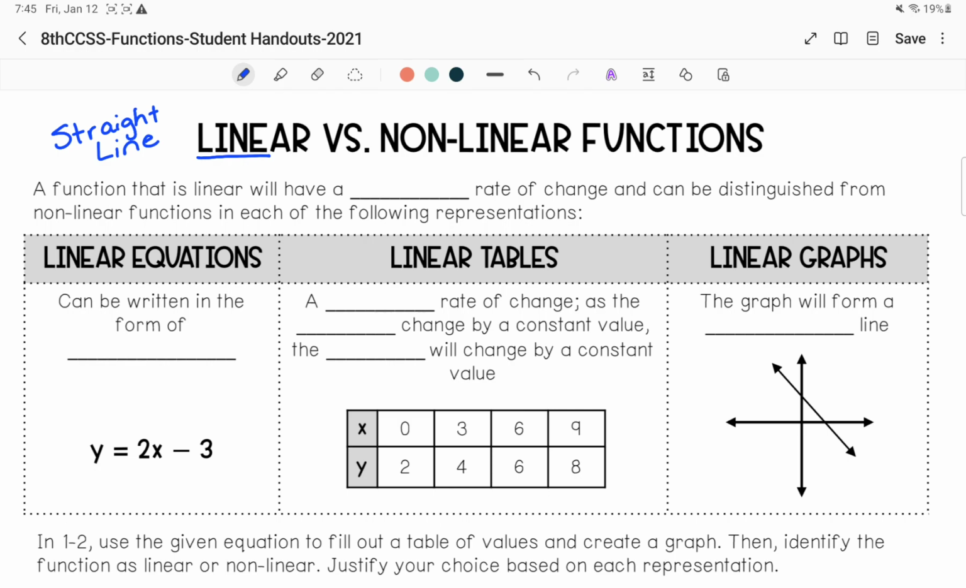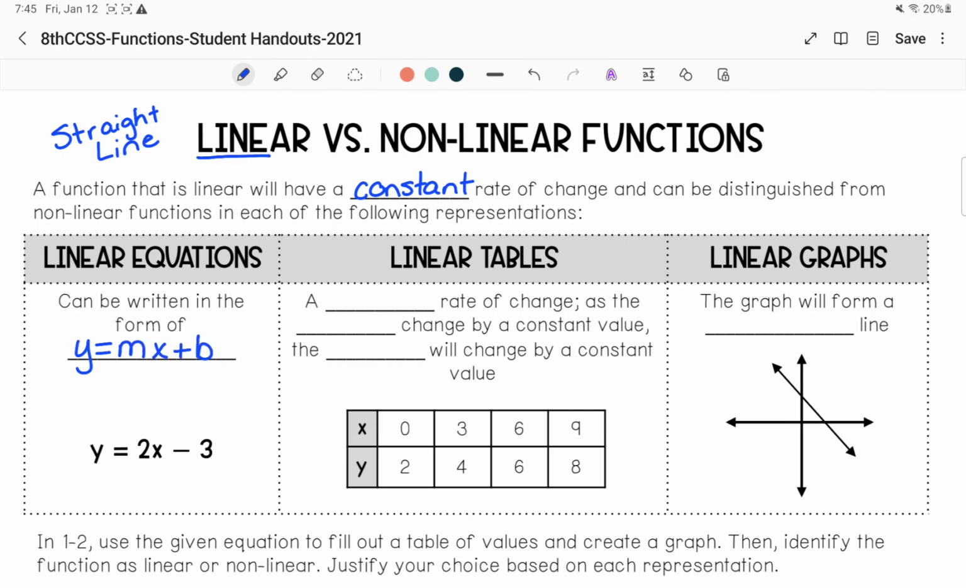So let's start filling in the blanks. A function that is linear will have a constant rate of change and can be distinguished from nonlinear functions in each of the following representations. So if you look down at these three sections here, it says linear equations can be written in the form of y equals mx plus b.